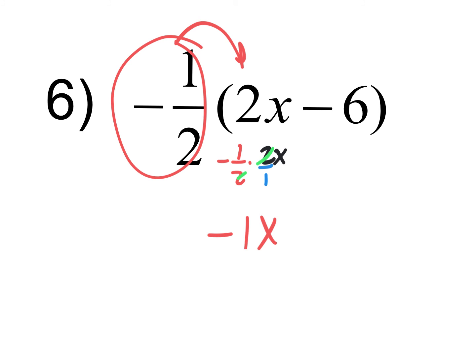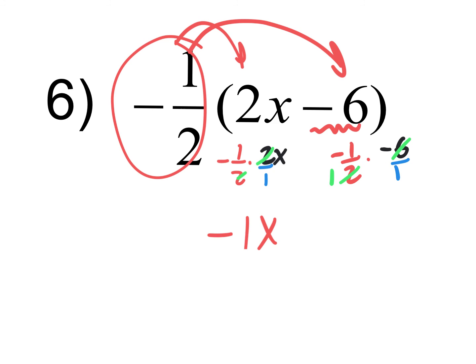And when I distribute over here, negative 1/2 times negative 6. So I'm going to write it out. Negative 1/2 times the negative 6, but I'm going to put that over 1. You guys want to cancel first and then multiply, or multiply first then cancel? Cancel. Okay. The 6 on top and the 2 on the bottom, if you reduce both of them by 2, that'll be a 1 left on the bottom and a 3 left up on top, which is a negative 3.